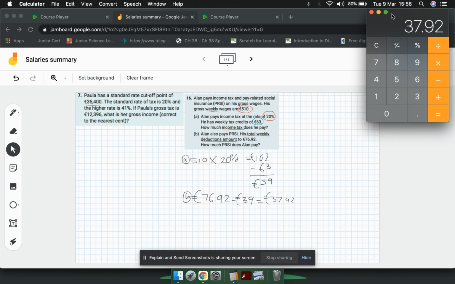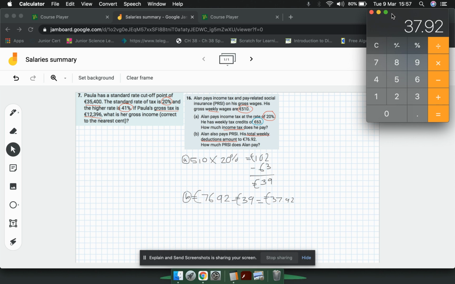Okay, we can see here the standard rate is 20%, and the higher rate is 41%. Now, this is where it's different. We're actually given Paula's gross tax. Okay, so her gross tax is €12,396. What is her gross income? Now, there's no mention of tax credits here, by the way, and that's because we have got her gross tax. Okay, so deductions haven't actually taken place in this one yet.